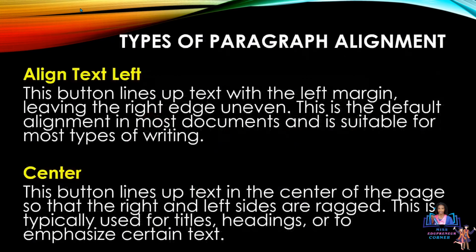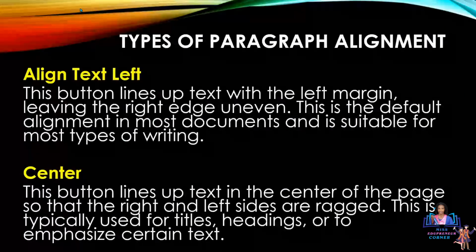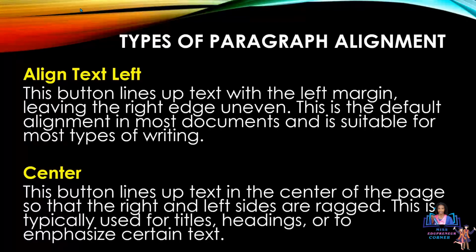So let's get into more detail as it pertains to the paragraph alignments. So align text left or align left. This button lines up text with the left margin, leaving the right edge uneven. So what this does, it lines up text to the left margin, leaving the right edge uneven.